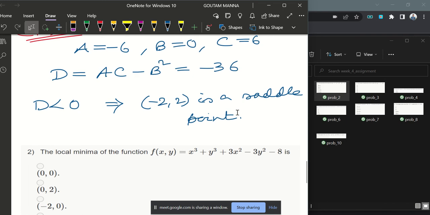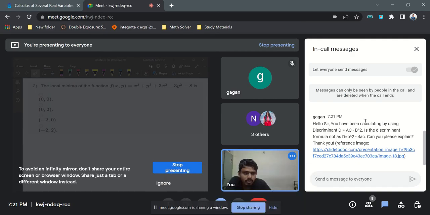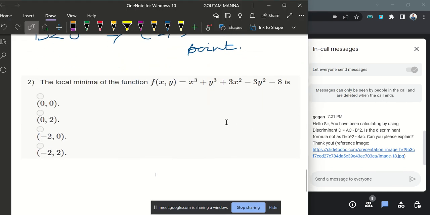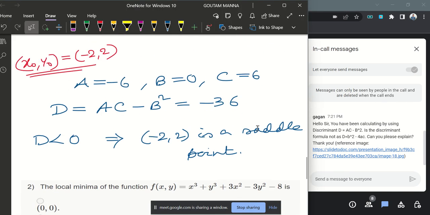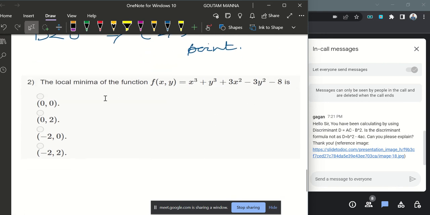Hope you can see the problem, second problem. You are given the same function again, which is x cube plus y cube plus 3x square minus 3y square minus 8, and you have to find out the local minima.